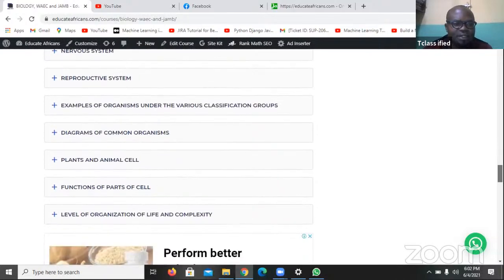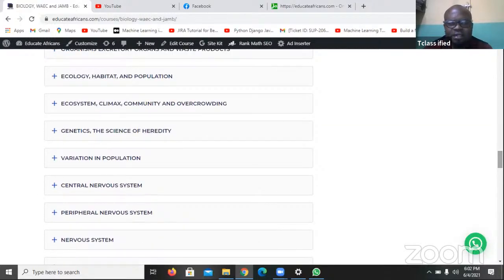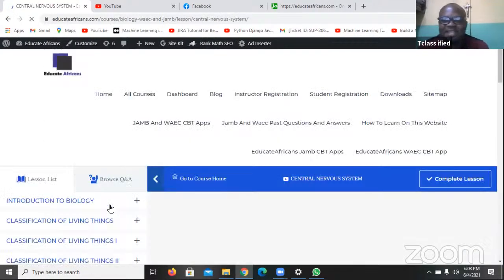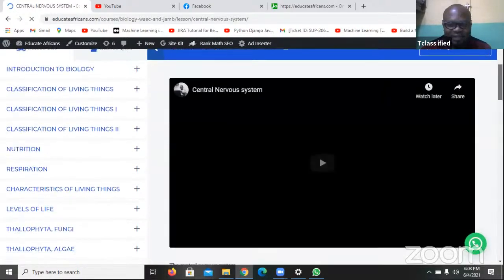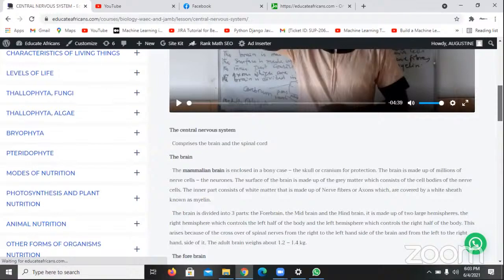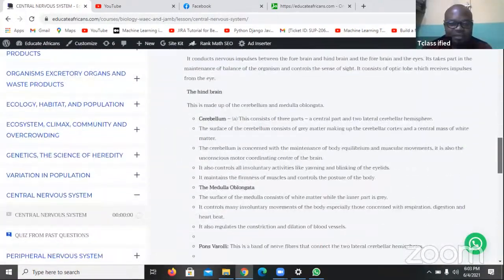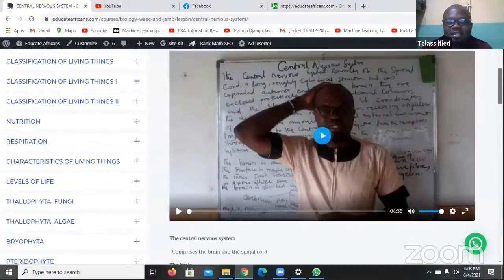I want us to look at something interesting. I don't know whether we've looked at genetics and heredity in this class. So let's look at the central nervous system. I think that would be a very interesting topic for us to look at today. Let's briefly look at it, consisting of the brain and the rest of them: forebrain, hindbrain, spinal cord, and the rest.